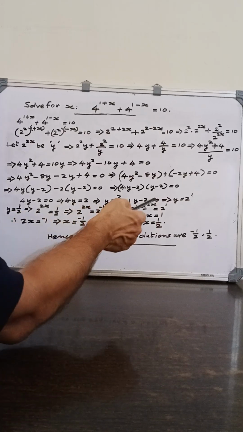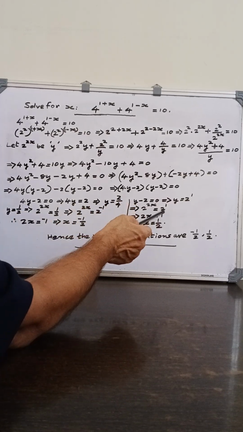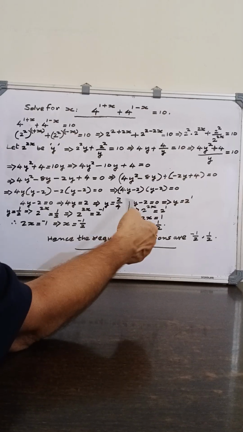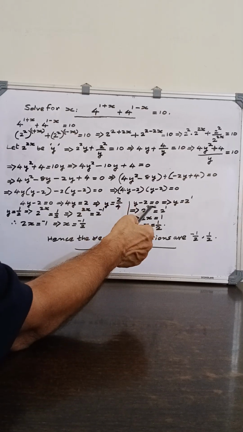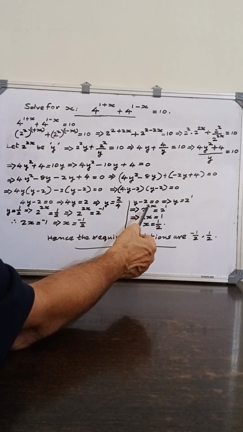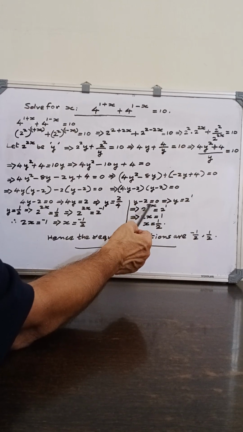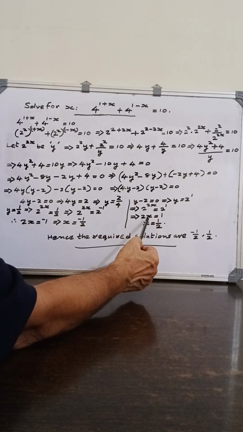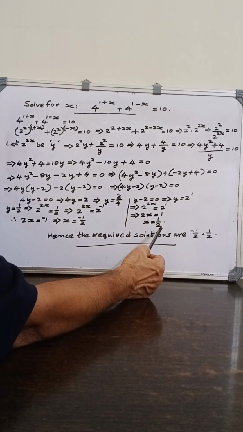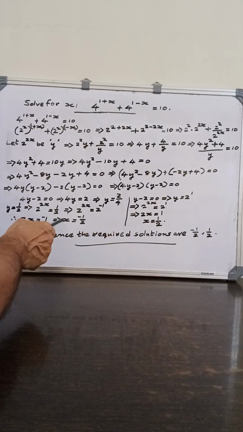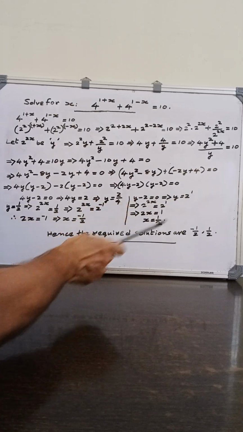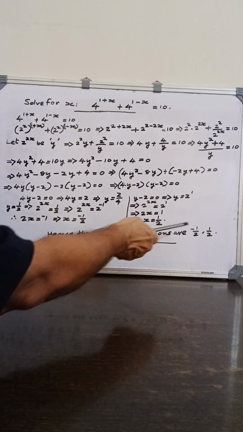Similarly, here 2 raised to 2x equals 2 raised to 1. Therefore, when the powers are equated, 2x equals 1, x equals 1 by 2. In such a way we defined the values of x to be minus 1 by 2 and 1 by 2, and concluded the final result.